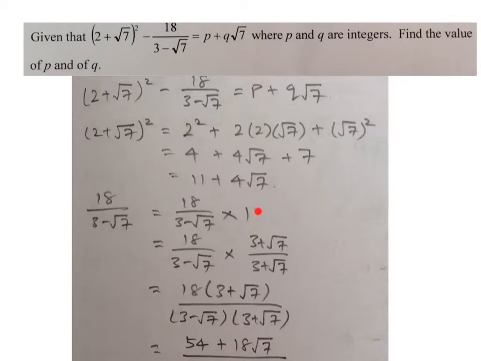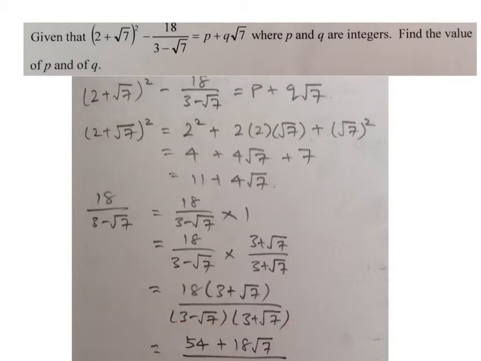So in order to make it 1, I have 3 plus square root 7 on my numerator and 3 plus square root 7 in my denominator. So your numerator and the denominator must be the same to be value 1. So when I have two fractions multiplied together, I have my numerator multiplied by my numerator, denominator multiplied by my denominator. Alright, so I will have this fraction over here.